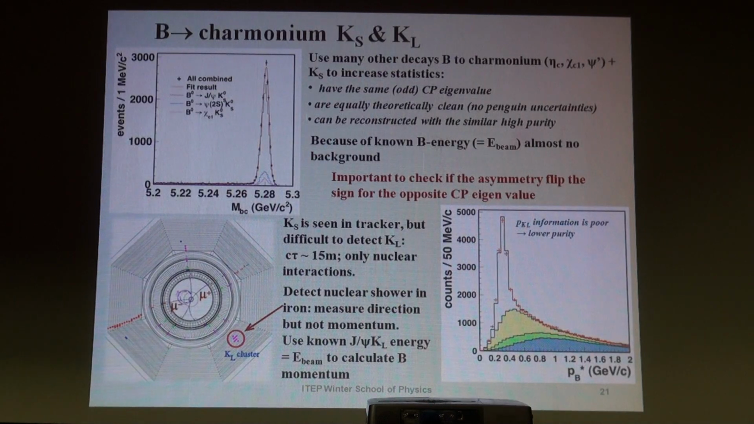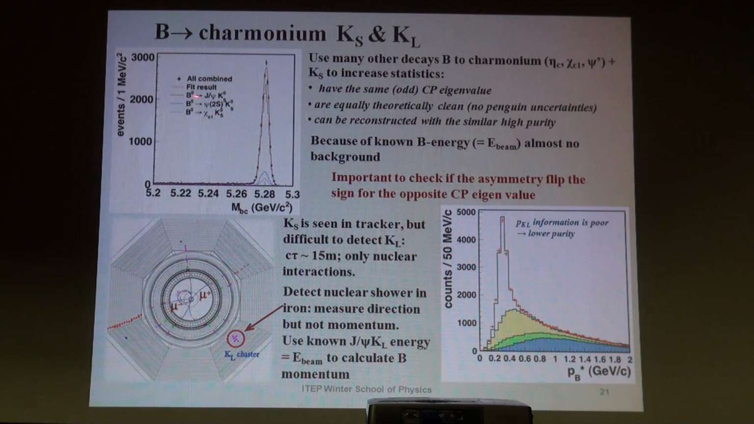These are examples. So we can reconstruct B into J/psi K_S. It's a very clean final state. We have almost no background here. It's less than 1%. Because, as I told, in the B factories we know the energy of the B meson a priori, therefore we can compare whether our combination really has the known energy.